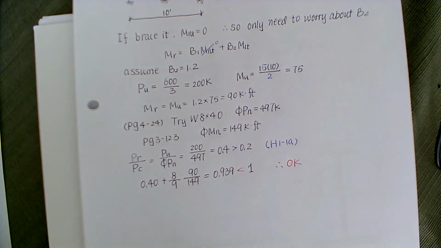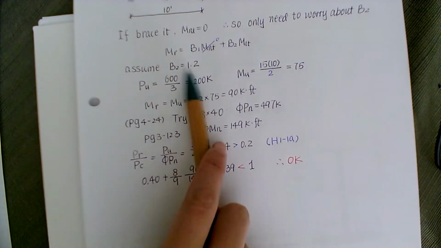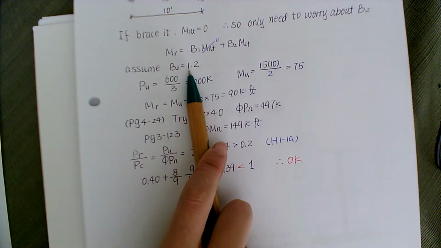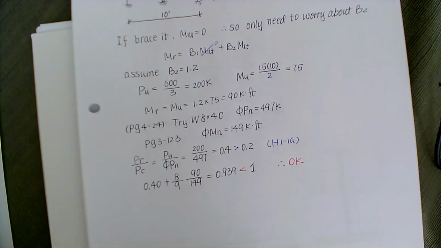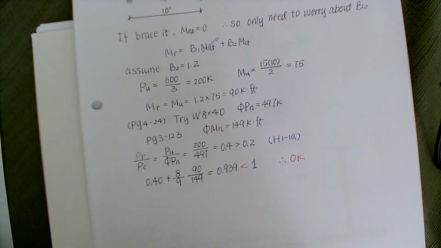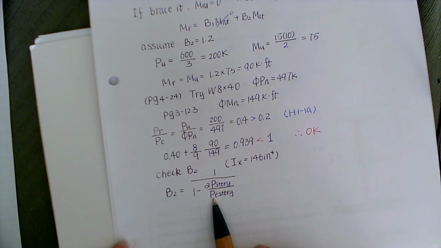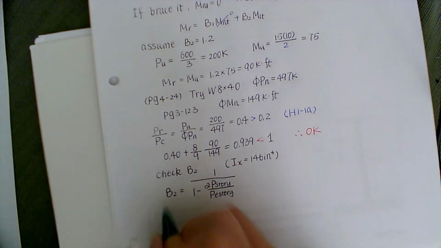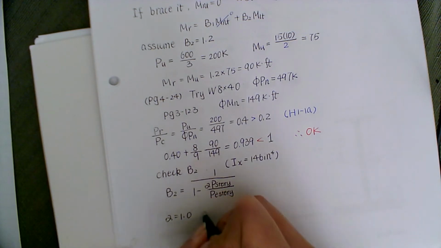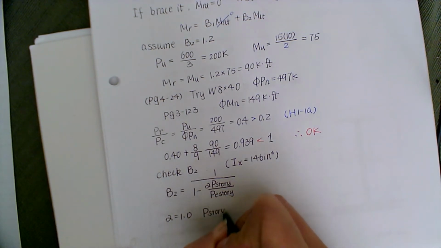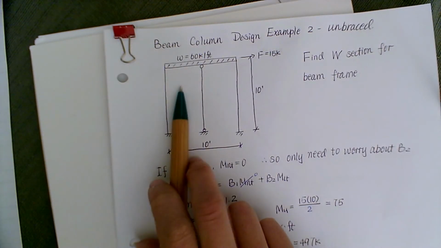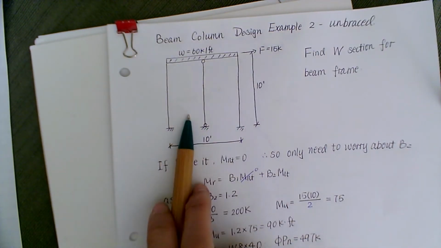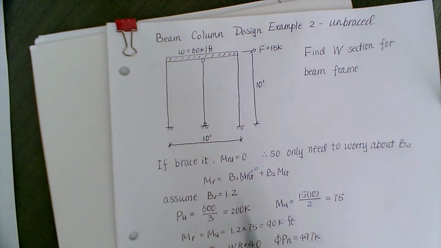So does this mean we finished our design? The answer is no, because we took a guess of 1.2. We have to check if it is really 1.2 or if it will be bigger or smaller, right? We have to check our assumptions. So this is the equation for the B2, and we know alpha will be 1. So based on this problem, what is the vertical load acting on the whole story? That will be 60 times 10, 600.